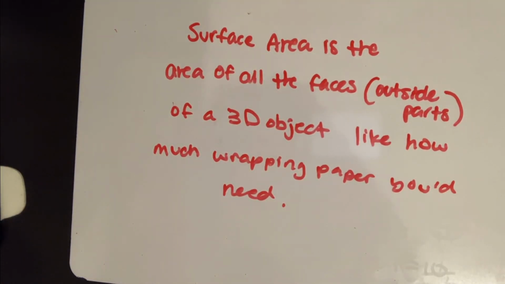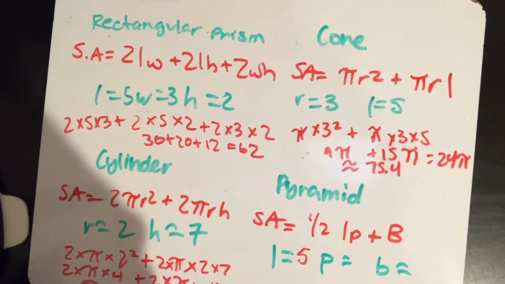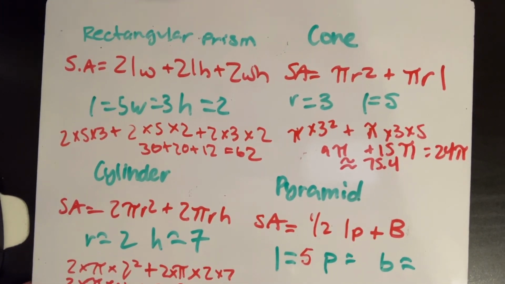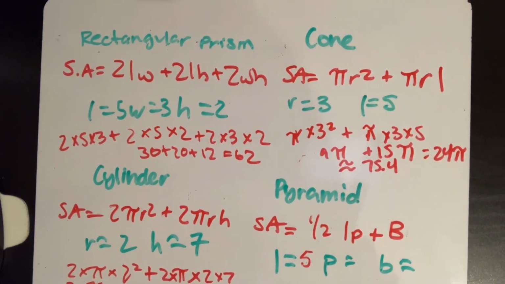Surface area is the area of all the faces or outside parts of a 3D object, like how much wrapping paper you need. Now let's calculate surface area with some of the 3D figures we know. Let's start with the rectangular prism. The formula for a rectangular prism's surface area is 2 times length times width plus 2 times length times height plus 2 times width times height.